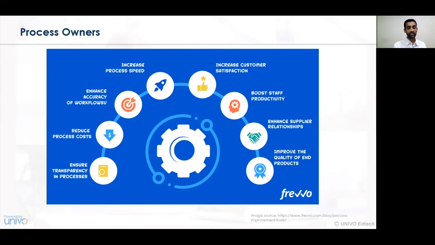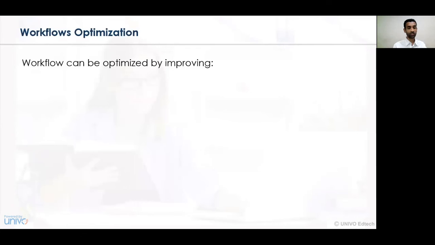In the case study of an example, there are various process owners associated with a certain step or series of activities. Those steps are ensuring transparency in the processes, reducing the process cost, enhancing the accuracy of the workflows, increasing the process speed, increasing customer satisfaction, boosting staff productivity, enhancing supplier relationships, and lastly, improving the quality of the end products. From those ways, we can improve the process owners, and on that basis, process activities can be created in a better way in a business organization.